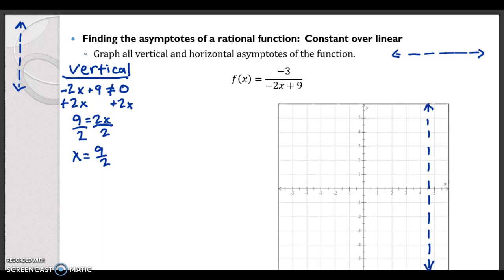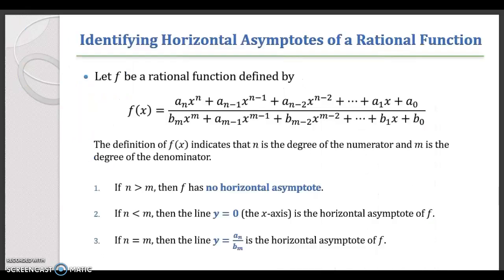Okay. Now, for horizontal asymptotes, we're going to look at something a little bit different. So there's my vertical asymptote. Write that down and remember that. But I'm going to clear this as we talk about horizontal asymptotes. So let's say we have a rational function with a polynomial over a polynomial. That's all this big mess is, okay?